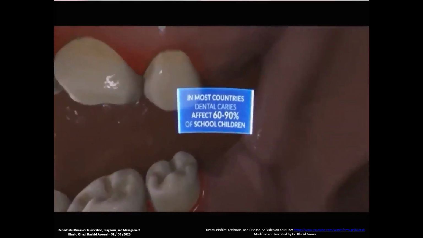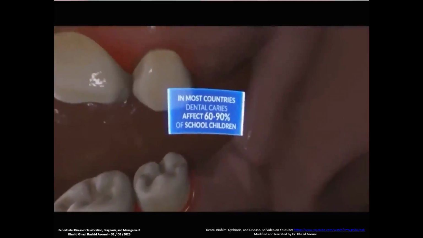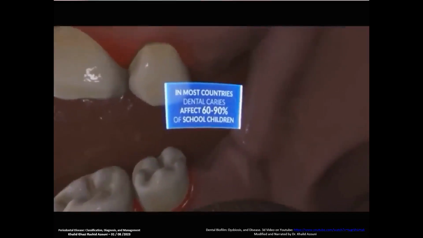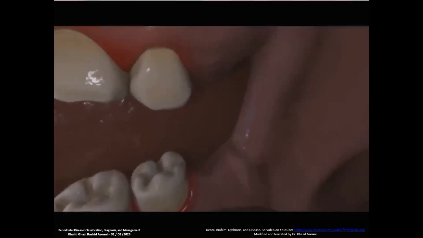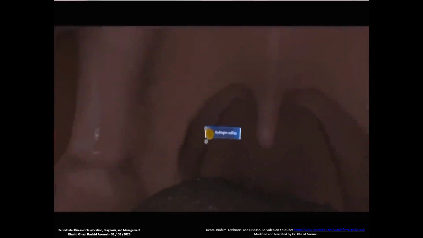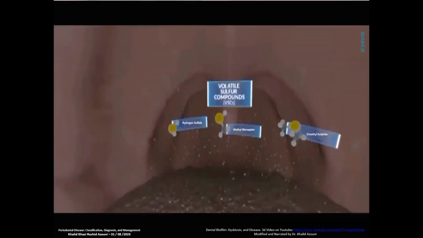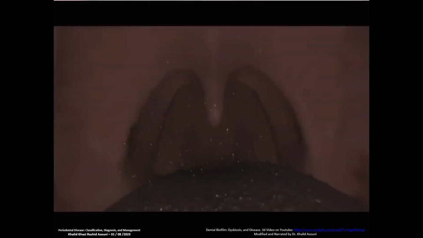Dysbiosis can also occur with a different spectrum of oral bacteria known to cause dental caries. In most countries, dental caries affects 60 to 90% of school children. Many bad bacteria can cause oral malodor when they degrade food compounds, producing hydrogen sulfide, which smells like rotten eggs, methyl mercaptan, and dimethyl sulfide. These odor-producing bacteria colonize areas of the mouth that are difficult to reach, like the posterior third of the tongue, which is the primary source of oral malodor.